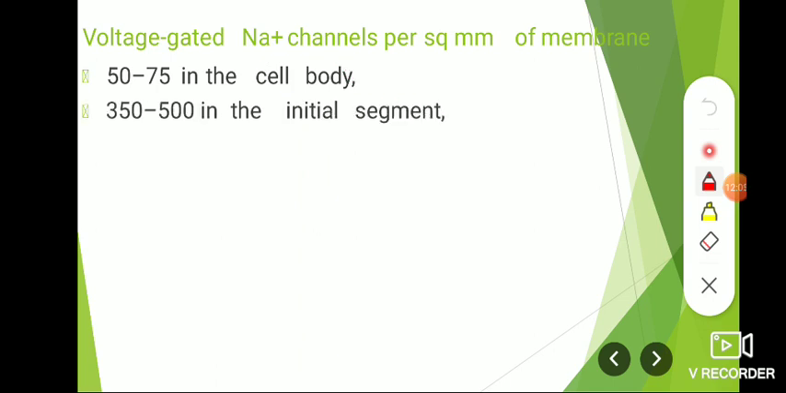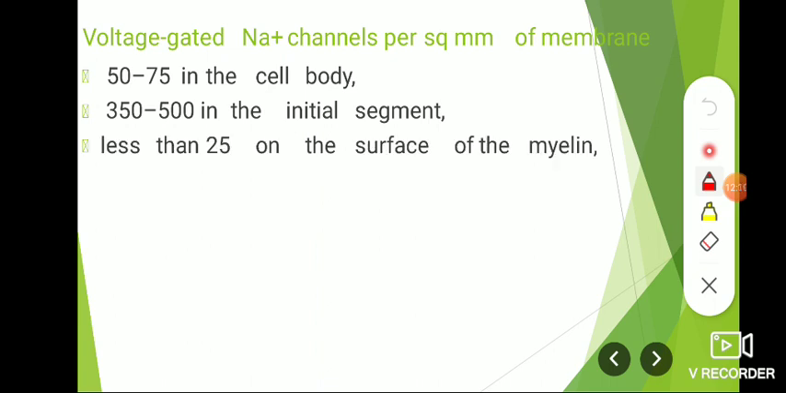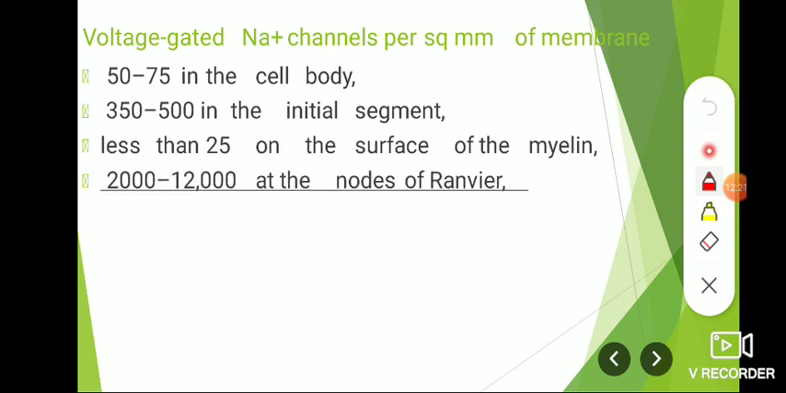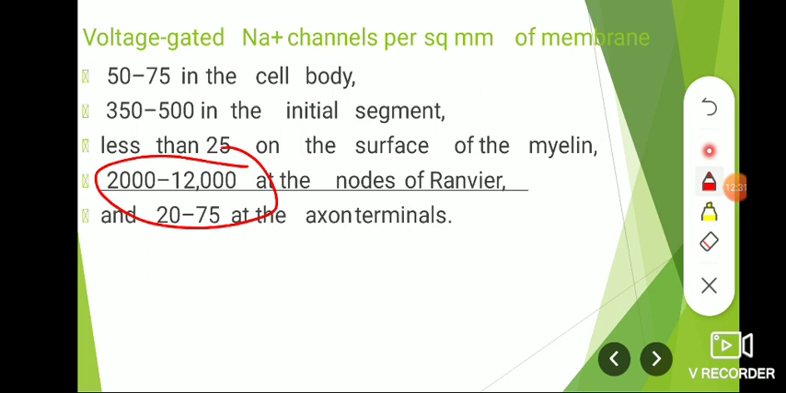Around 350 to 500 in the initial segment. Less than 25 on the surface of myelin sheath. Just see how much on the myelin sheath. It is only less than 25. It means it cannot conduct impulse across this one. And on the contrary, you can see almost 2000 to 12,000 voltage gated sodium channels per square meter at the nodes of Ranvier. This is the place where conduction is maximum, and 20 to 75 at the axon terminal.